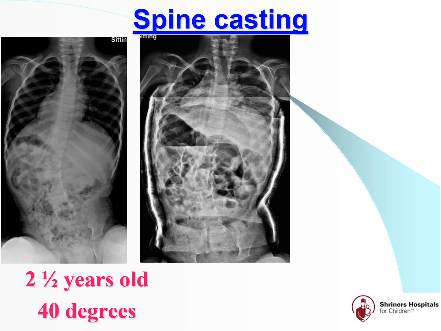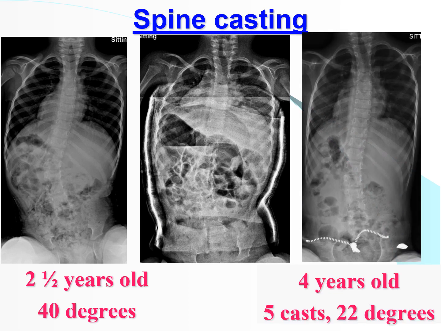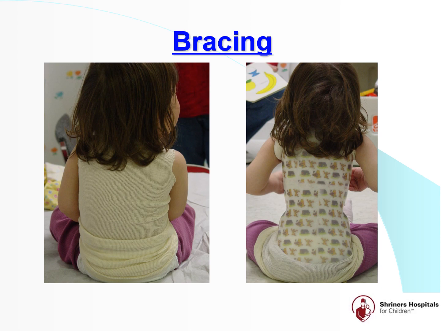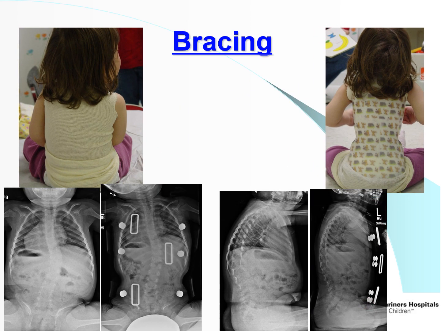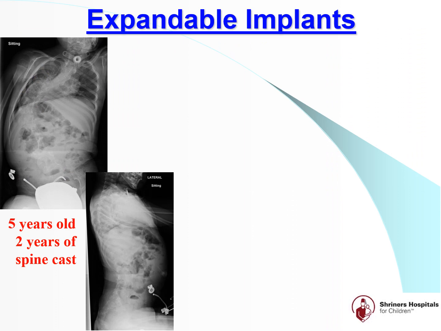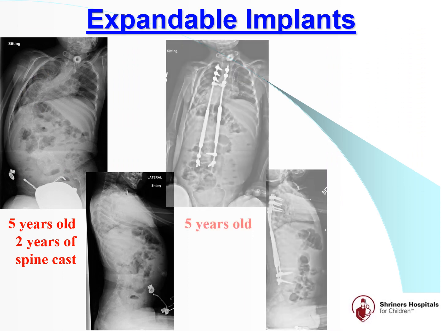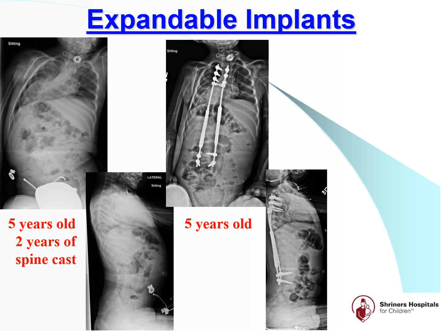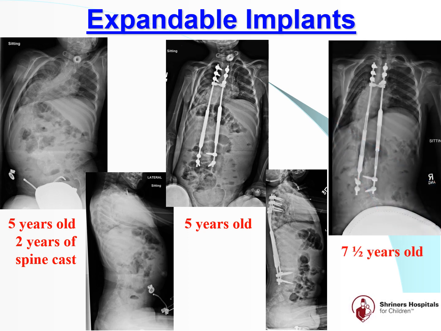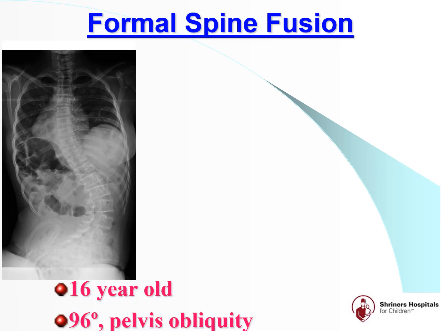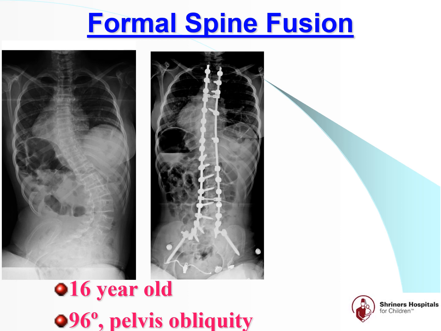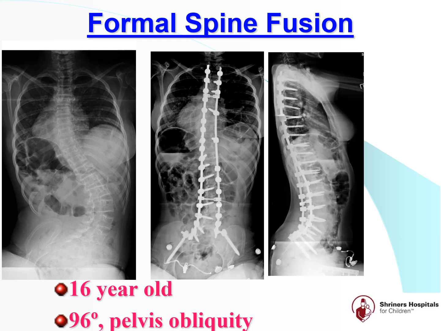This child underwent spine casting from 2.5 to 4 years old, with a curve reducing from 40 to 22 degrees. This young lady had her curve stabilized with a brace until she was old enough to have expandable implant surgery. This 5-year-old boy had an expandable implant placed for a severe curve. If you compare the rods in the middle picture to the far right picture 2.5 years later, you can see how the rods have telescoped, elongating them. And this is what a formal fusion looks like for this fully grown girl with a severe curve. After the surgery, she was able to sit much more comfortably in her wheelchair with her pelvis level.